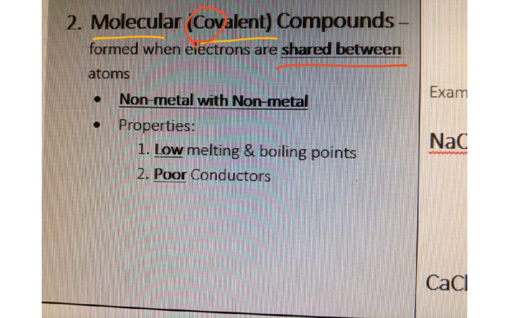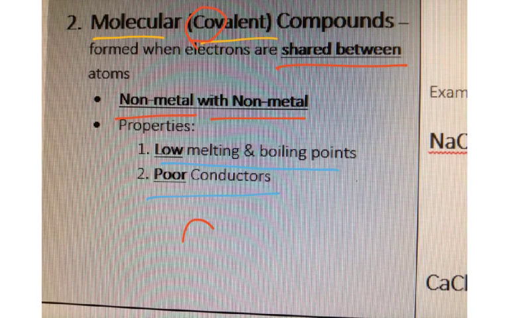How you identify them is that you have two or more nonmetals, and it always starts with a nonmetal. Their properties are that they have a low melting or boiling point, so typically they will be a liquid or a gas at room temperature, and they do not conduct electricity.